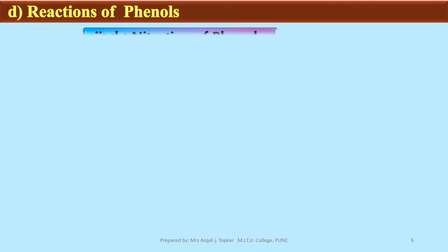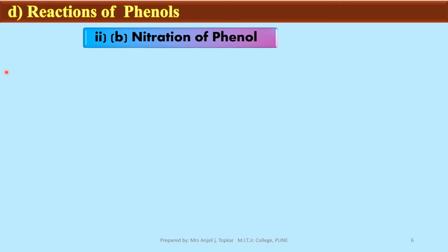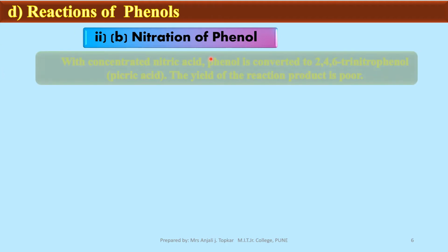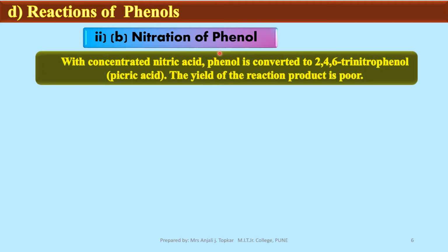Going to see nitration of phenols with concentrated nitric acid. Phenol is converted to 2,4,6-trinitrophenol, which is said to be picric acid. The yield of the reaction is poor.